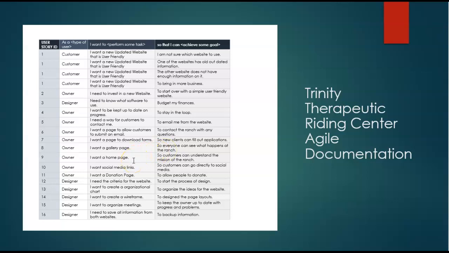On the homepage, she wants the customers to understand what the mission of the ranch is, get to know the very details of this ranch, and why they should choose Trinity Therapeutic Writing Center over someone else. She wants social media links added to the website so that customers can go to the exact social medias for her ranch and not get confused by anyone else's.